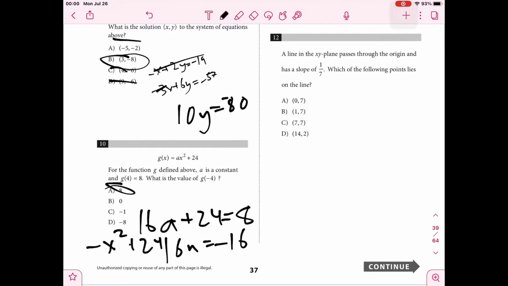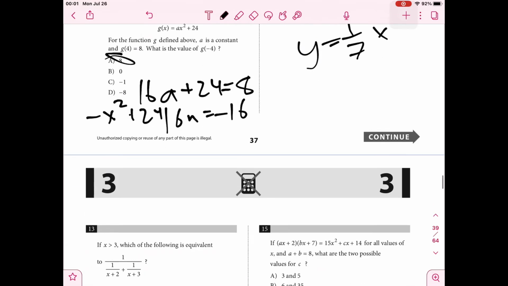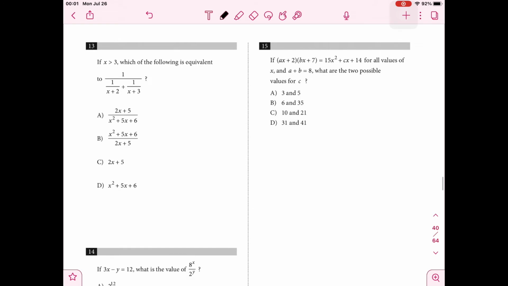Pass through the origin with the slope of 1/7, so y is equal to 1/7 x. Just plug in your x values, honestly. 0 to 7, no. 1, that's 1/7. 7, that is... No, 14 is 2, though, yeah. D.